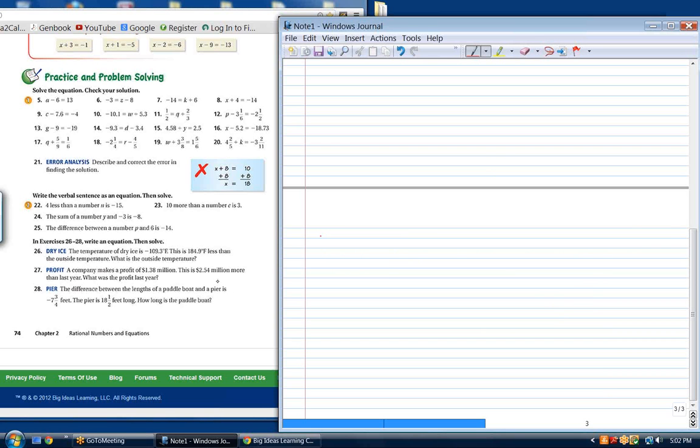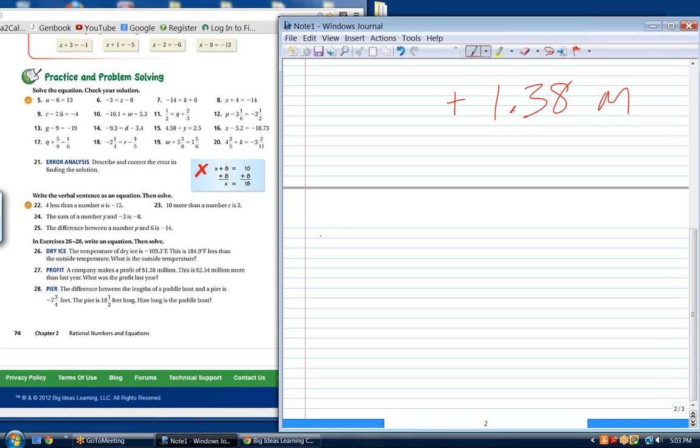Okay, 27. Profit. A company makes a profit of $1.38 million. This is $2.54 million more than last year. What was the profit last year?